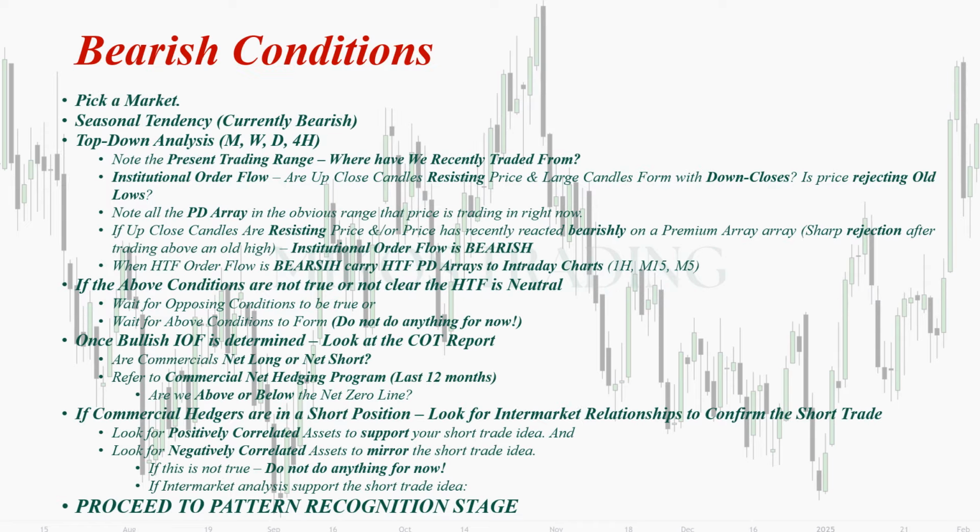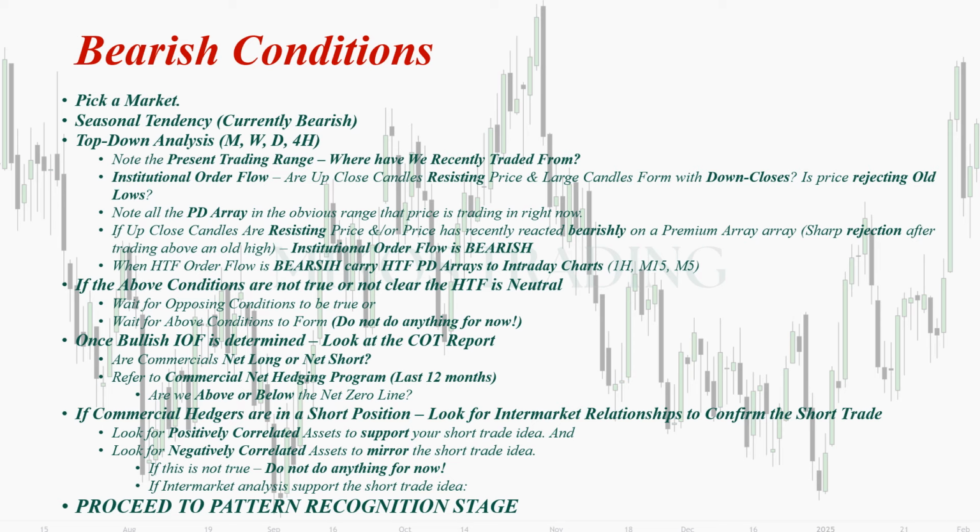Here's my step-by-step process of determining higher time frame directional bias, or in other words, where the market is likely to trade to next, or where the market is likely drawing to. I start with picking a market that I'm looking to trade. After that, I determine if the market's seasonal tendency is currently bearish. If there is in fact a bearish seasonal tendency currently present, I proceed to the top-down analysis. I start my top-down analysis on the monthly chart, and then I repeat the process on the weekly, daily, and the 4-hour chart. These are my higher time frame charts.